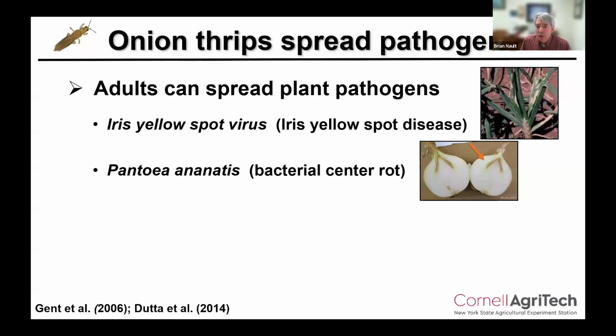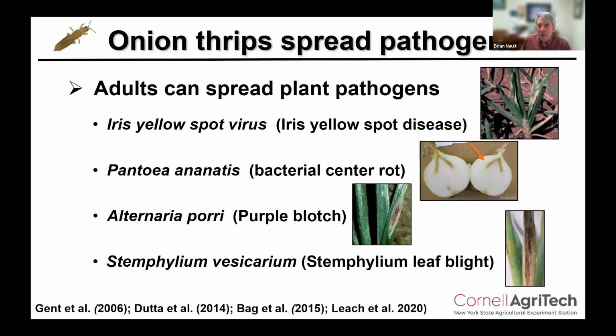Onion thrips also are known to directly transmit bacterial pathogens, in particular Pantoea ananatus, that causes bacterial center rot. And we know that onion thrips, adults and larvae, when they feed on the leaves, they can predispose the crop to become infected with fungal pathogens like Alternaria porri that causes purple blotch and Stemphylium vesicarium that causes Stemphylium leaf blight.